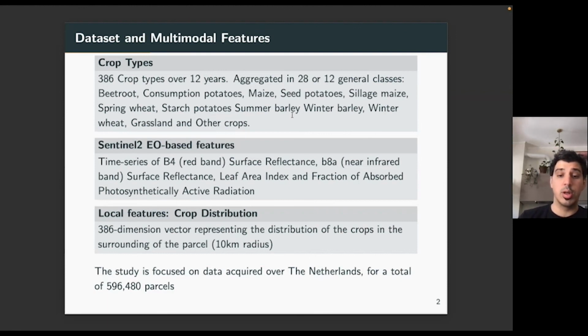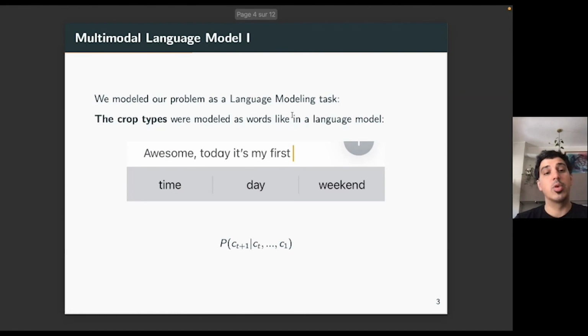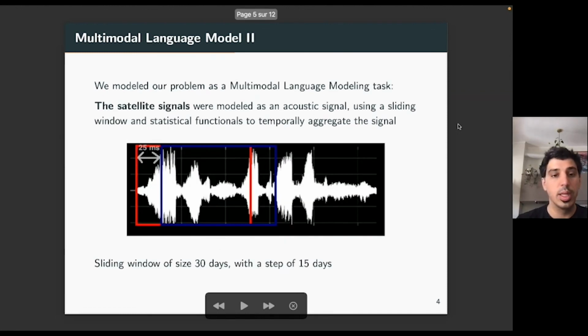We focused on the data acquired over the Netherlands. It was a total of around 600,000 parcels. We modeled the problem as a language modeling task. The crop types were modeled as words, like in a language model. For example, you predict the crop T+1, knowing the crops from year 1 to T. So like a language model, with the past words you predict the next word.